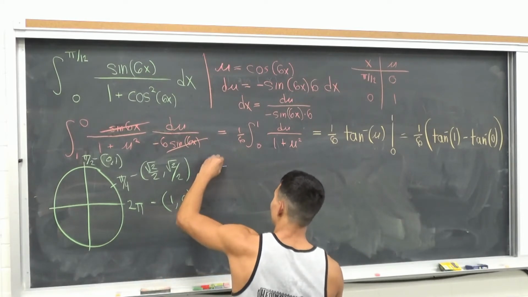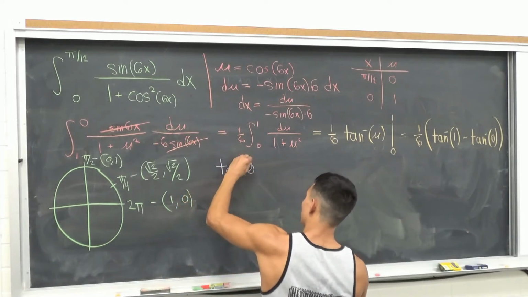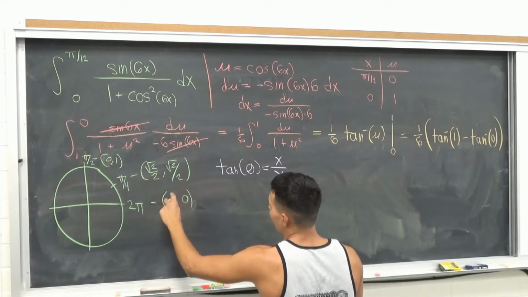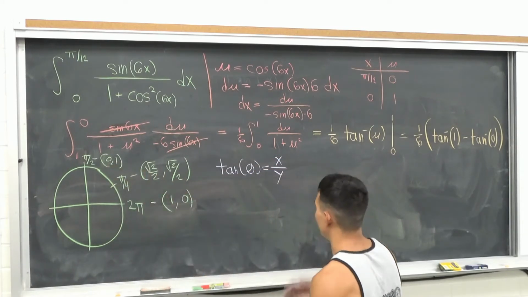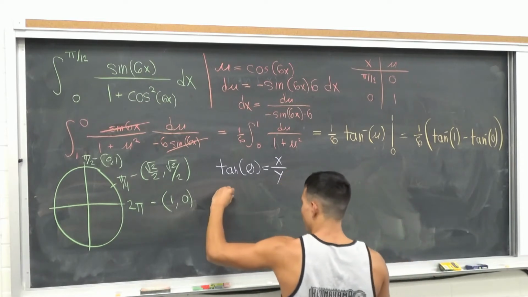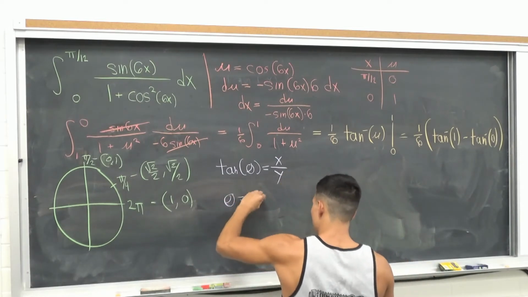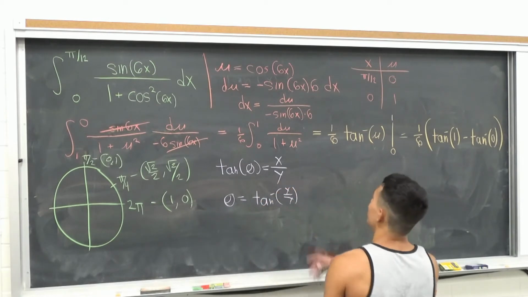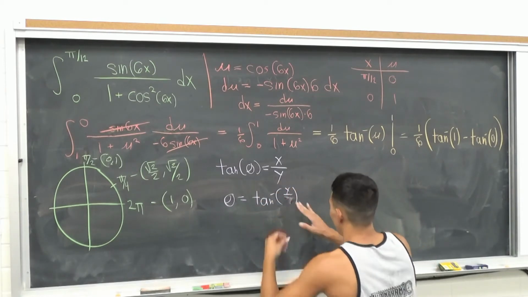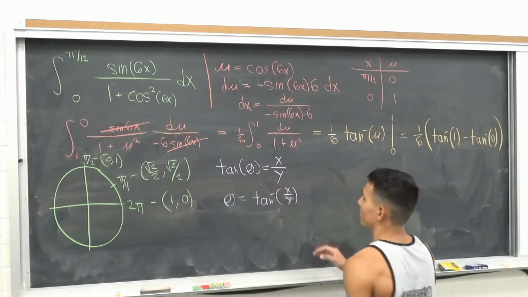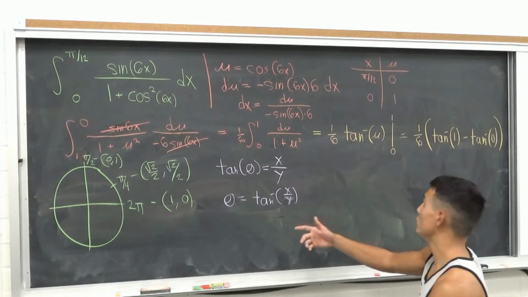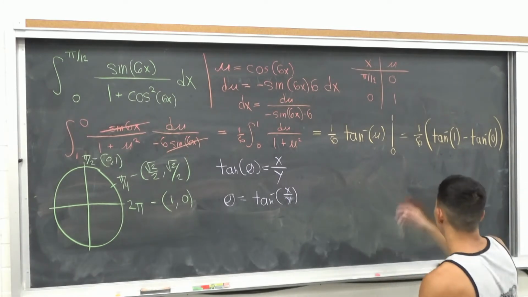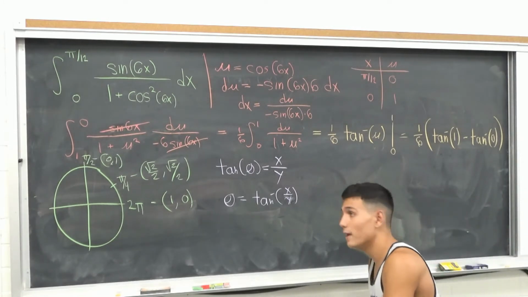So remember, tangent of theta is equal to y over x, and in other words theta is equal to tan inverse of y over x. We're going to use this relationship to find what these are and represent them with just a finite angle instead of this, because that looks kind of ugly, right?